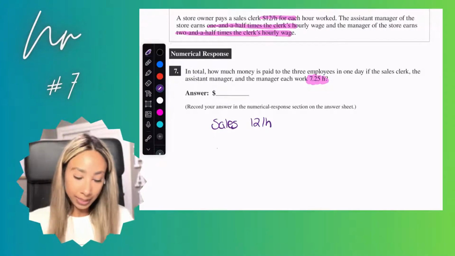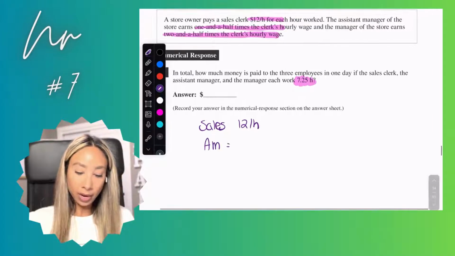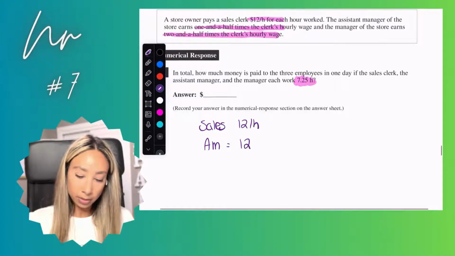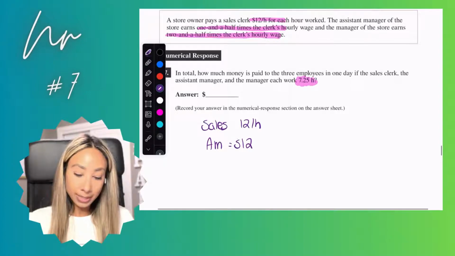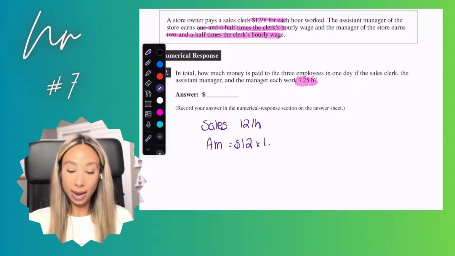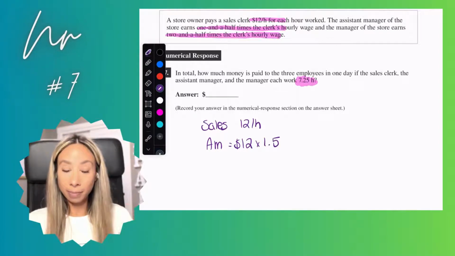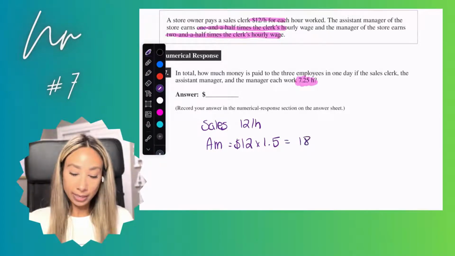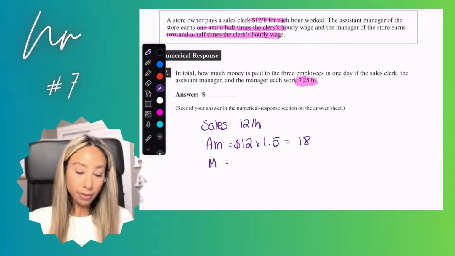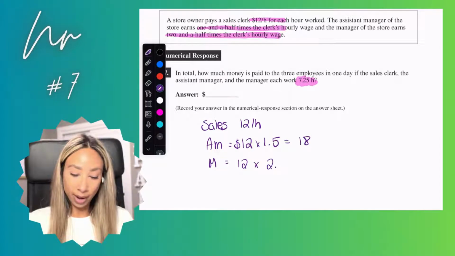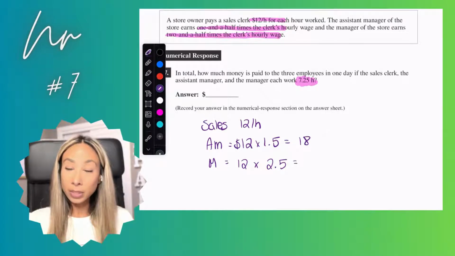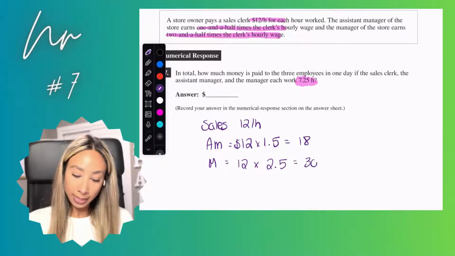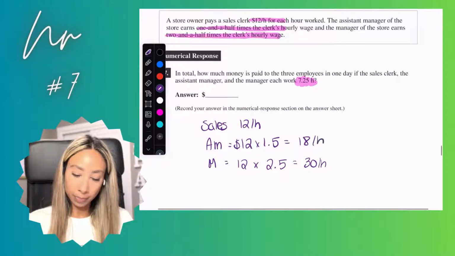Okay, so now the assistant manager, they earn $12 per hour, but times that 1.5 that I highlighted above. So that's going to leave us with 18. Now the manager itself, again, we're going to use 12 as the base. They earn 2.5 times as much, so I'll have to multiply that by 2.5. That's going to get me to $30 per hour.